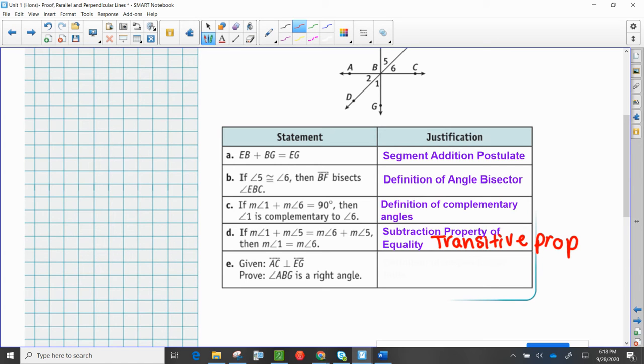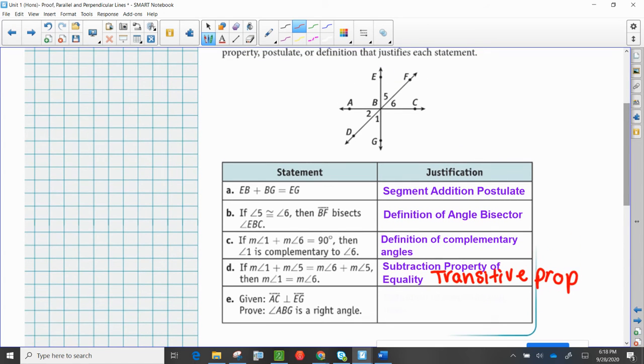Okay, and this last statement here says, given that AC is perpendicular to EG, then the angle ABG is a right angle. So what's that justification? Well, that's the definition of perpendicular lines. If something's perpendicular, it implies a right angle. Okay.